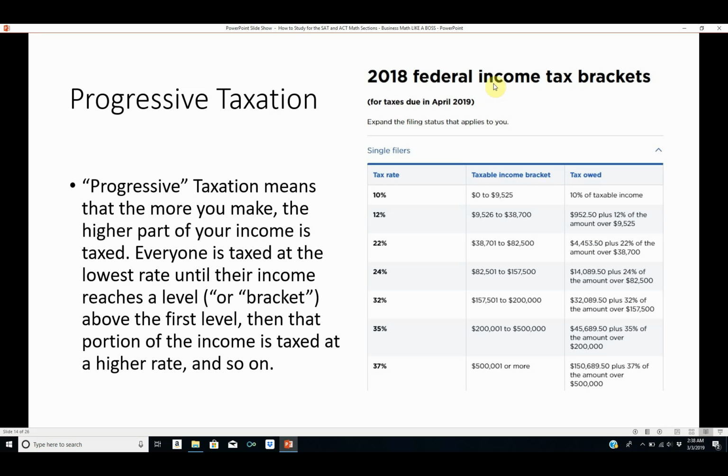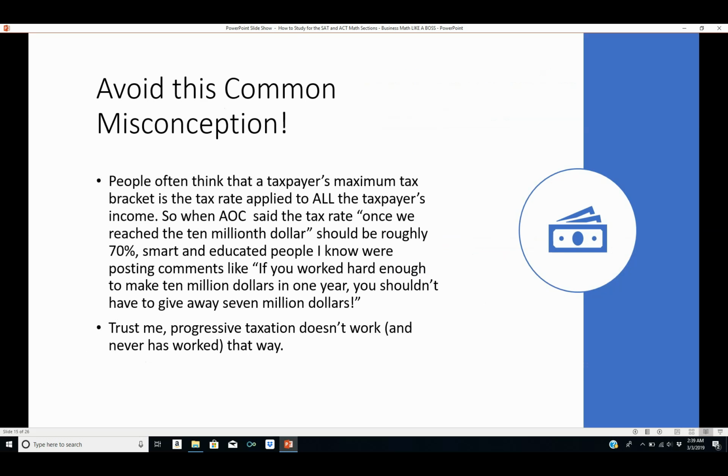So here we have the 2018 federal income tax brackets for people filing single. So 10% applies to 0 to 9,525, so you pay 10%. So up to 9,525, you're going to pay 10%, and you can see that's going to be $952.50. Everything between $9,526 and $38,700, you pay 12%, so that's going to be 12% of that amount. Then from $38,701 to $82,500, it's going to go up to another level. So let's go and do a little problem here.